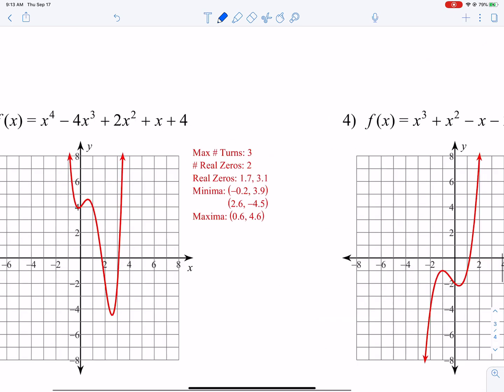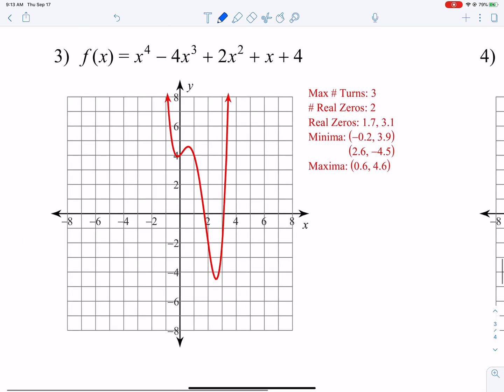But let's just take one more example to look at. Let's see. This one is just fine. So we're going to look at the minimums and maximums and go ahead and label those. It's nice that they've already got those picked out for you. So let's put this minimum point is negative 0.2, 3.9. And this little minimum point is 2.6, negative 4.5. And then the maximum point was 0.6, 4.6. Those are like the turns in your graph.